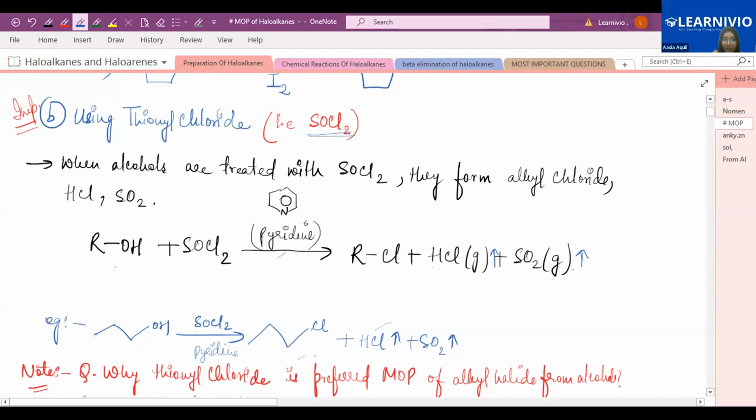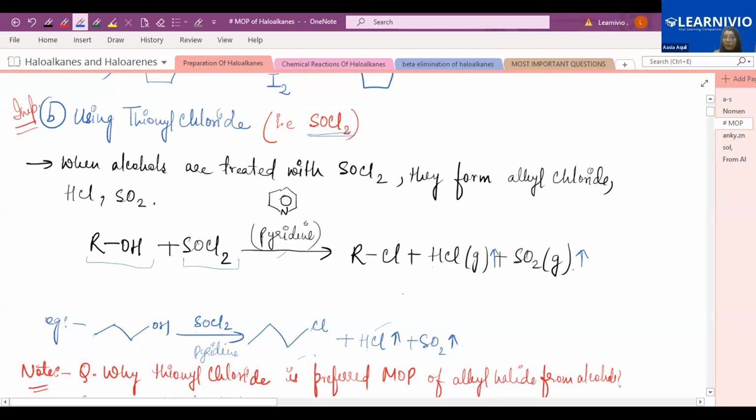See the reaction. So when you take alcohol and treat it with thionyl chloride, SOCl2, in the presence of pyridine, pyridine is a base, right? So here we take the pyridine, you can just take it as a catalyst over here, right?